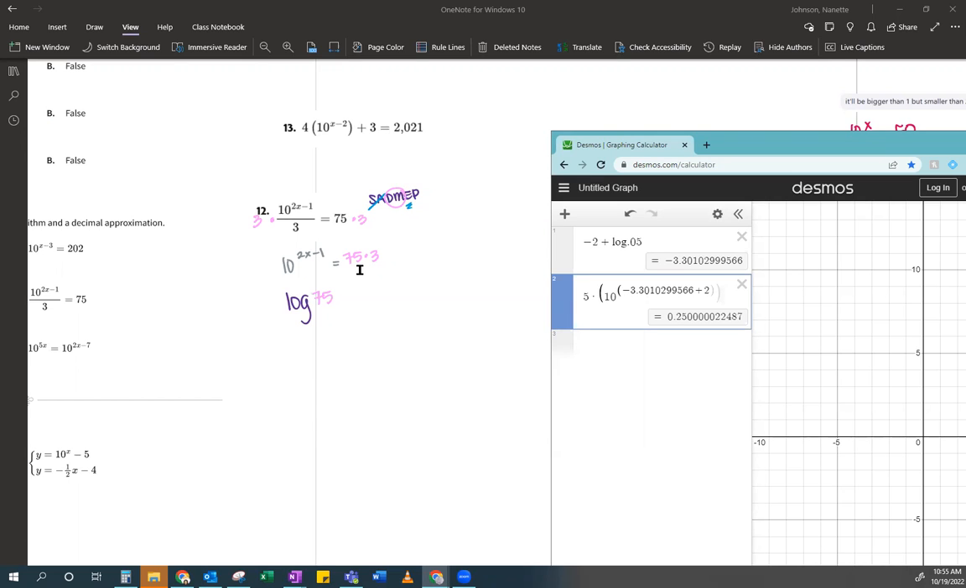And then I say that is equal to my 2x minus 1. Okay. Oh, and look at what I just did. I said 75.3 and it should have been 75 times 3. So let me fix that. Okay, that's because I was being messy. So log of 75 times 3 equals 2x minus 1. Now, again, this looks like a big old mess, but that's okay.